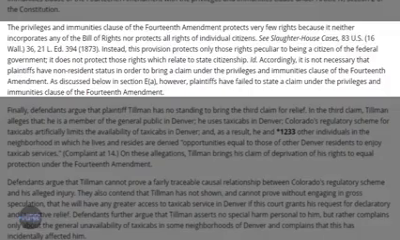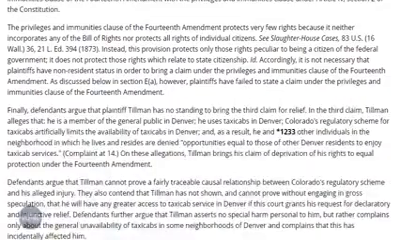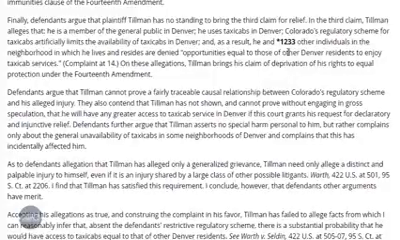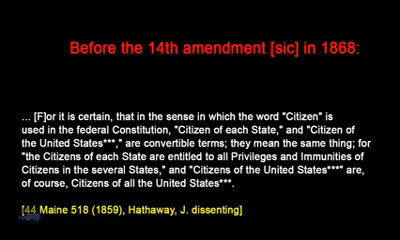Accordingly, it is not necessary that plaintiff have non-resident status in order to bring a claim under the Privileges and Immunities Clause of the 14th Amendment. As discussed below in Section EA, however, plaintiffs have failed to state a claim under the Privileges and Immunities Clause of the 14th Amendment. So here you can see that there is a distinction between a state citizen and a federal citizen. That was my point in showing you this, that there are two types of citizenship, notwithstanding the fact there's plenty of case law to support that.